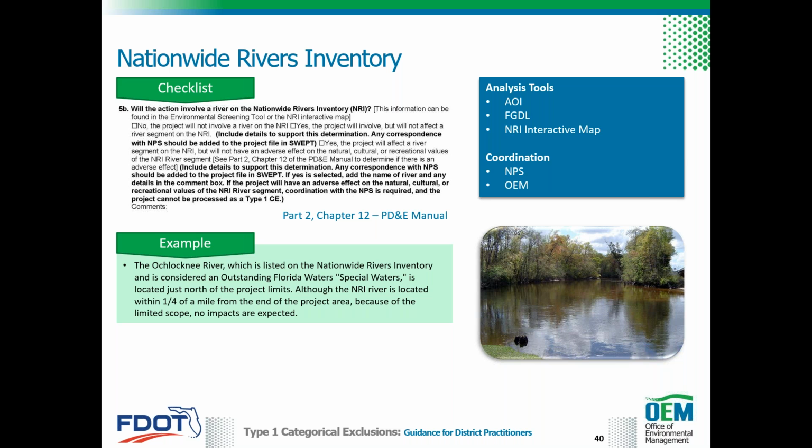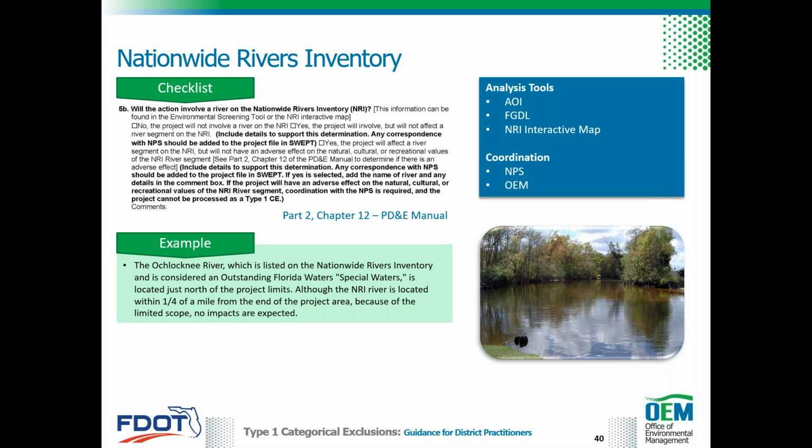A nationwide rivers inventory interactive map is available in addition to the AOI tool to determine if the action involves a river on the nationwide rivers inventory, or NRI. If a project is located in the vicinity of an NRI listed river, but the project's not going to affect it, then you'd identify the name of the river in the comment box and upload details, things such as mapping and any correspondence with OEM and the National Park Service to help support that decision.